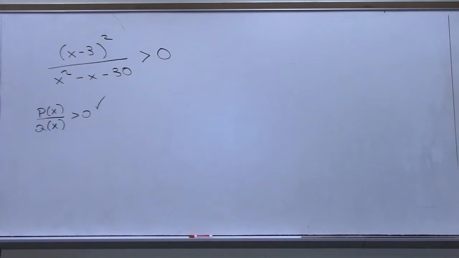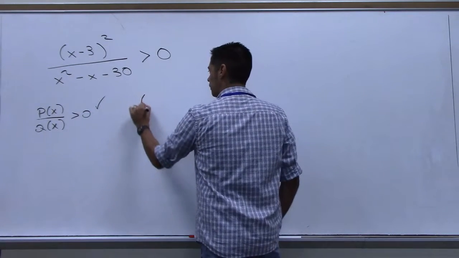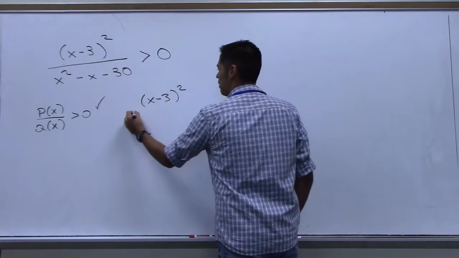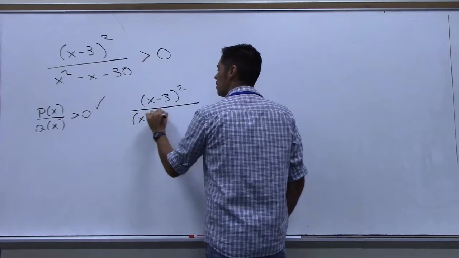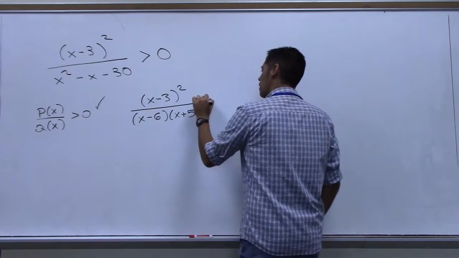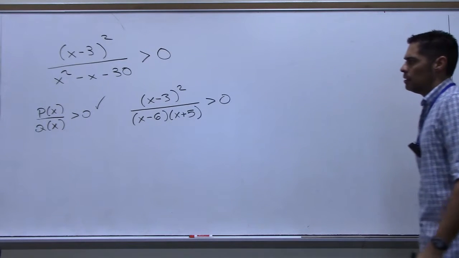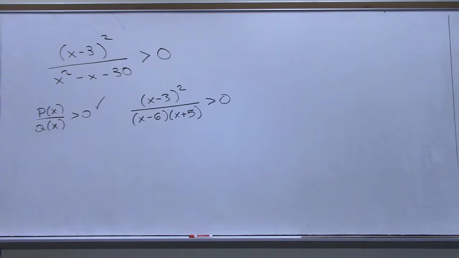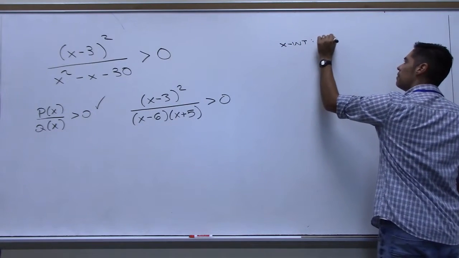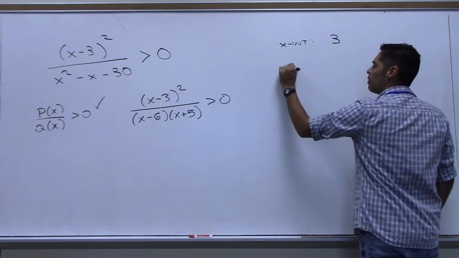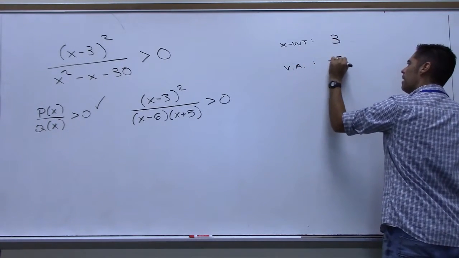All right. You're supposed to find the verticals and the x-intercepts at this point, which means you're going to need to factor the bottom, right? So let me rewrite this factored. How does the bottom factor? (x minus 6)(x plus 5), greater than 0. What are my x-intercepts? Just 3, right? Okay, what about my verticals? Negative 5 and positive 6.